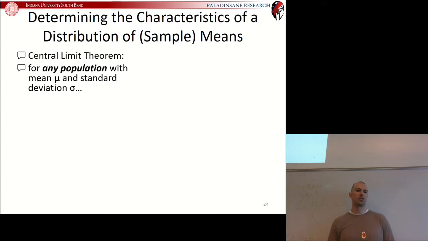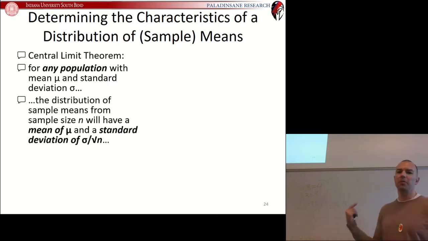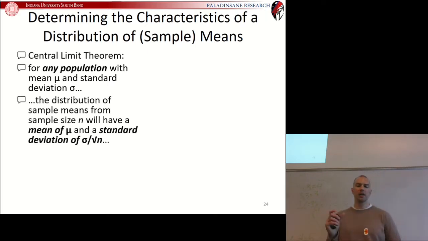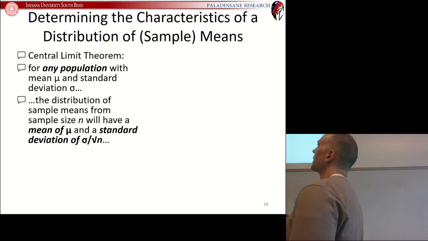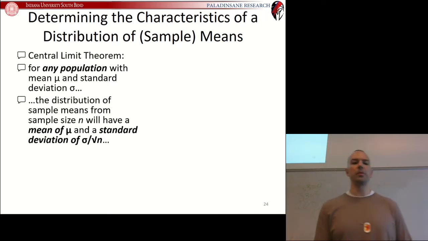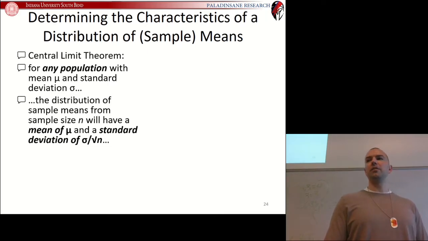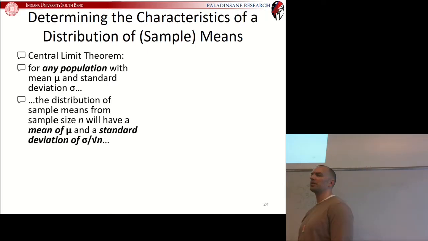So for any population with a mean of mu and a standard deviation of sigma, the distribution of sample means from a sample size of n, so you need to know what your sample size is, will have a mean of mu and a standard deviation of sigma divided by the square root of n. So 2 pieces of information here. Number 1, the mean of your distribution of sample means will be the same as the mean of your population. That makes it a little bit easier as a student because half of the work is already done. As soon as you have the population mean, you have the mean of the distribution of sample means.